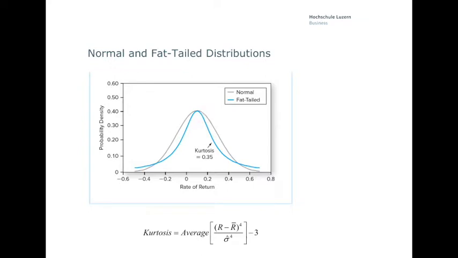Although symmetry is still preserved, the standard deviation will underestimate the likelihood of extreme events, large losses as well as large gains. Looking at the formula, kurtosis measures the degree of fat tails. We use deviations from the average raised to the fourth power, scaled by the fourth power of the standard deviation. We subtract 3 in the equation because the expected value of the ratio for a normal distribution is 3.